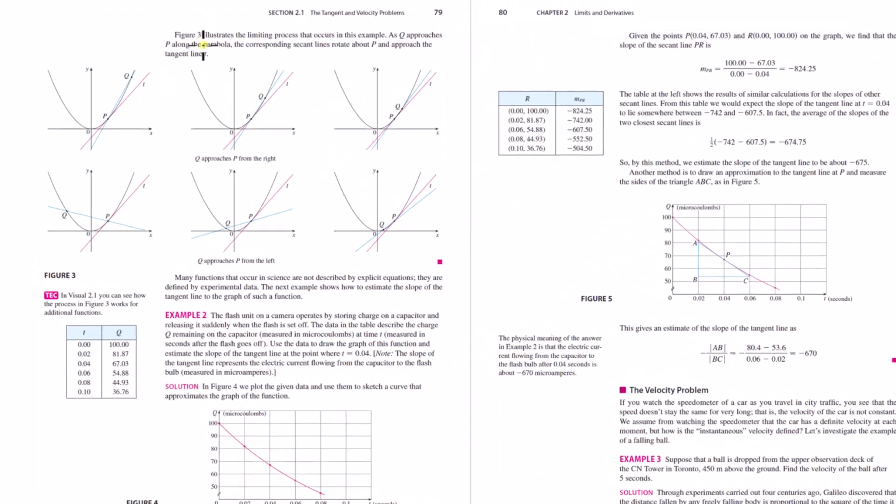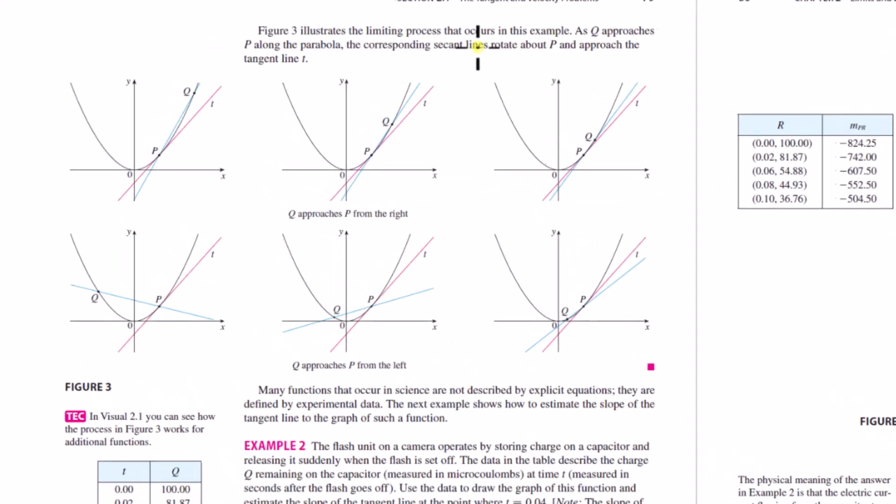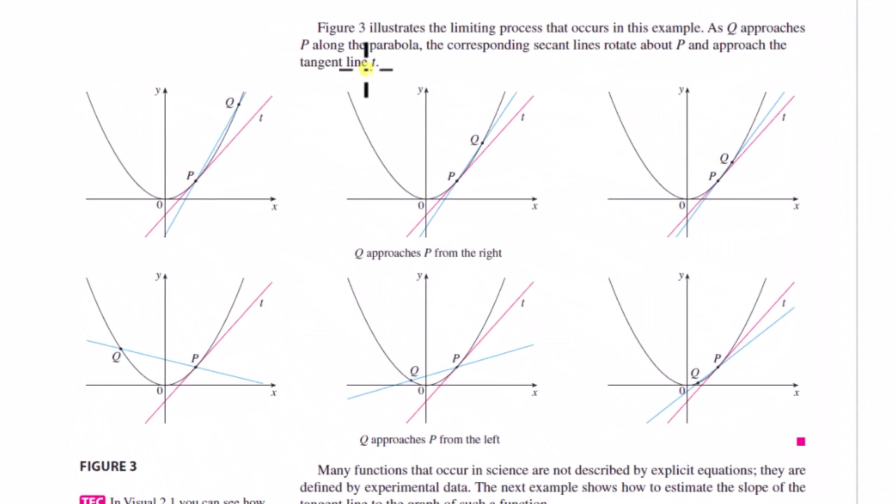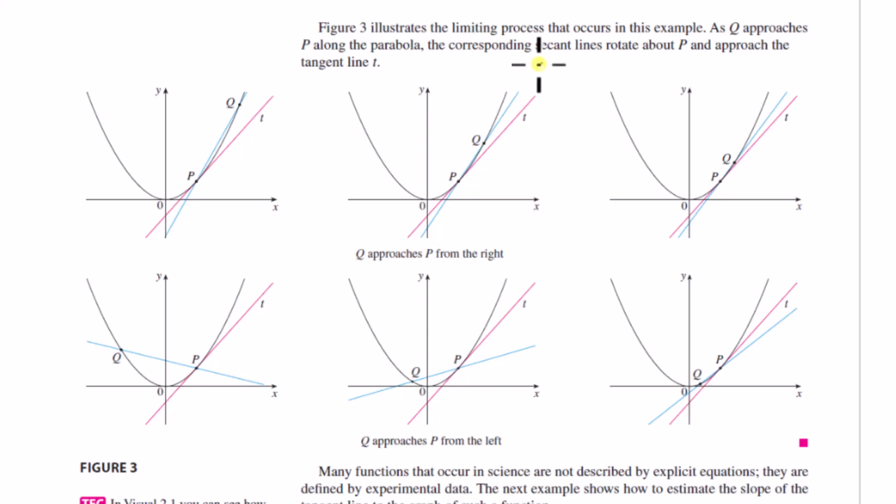Okay, so figure 3 illustrates the limiting process that occurs in this example. As Q approaches P along the parabola, the corresponding secant lines rotate about P and approach the tangent line T. Yeah, and they go from both directions. So Q is above P. Here's the starting secant line. Here's the actual tangent line. As Q approaches P, that secant line approaches the tangent line, right? And same idea coming from below P, when Q comes below P. As Q gets closer, the secant line approaches the tangent line.